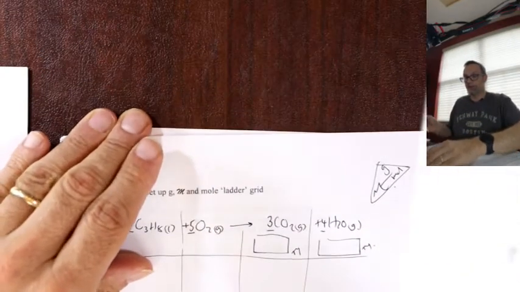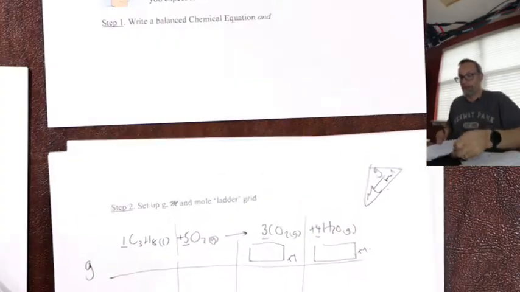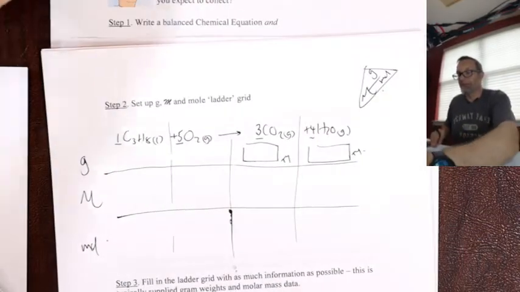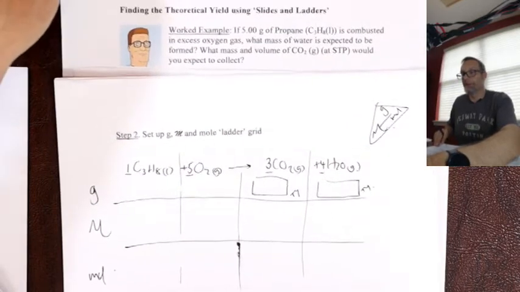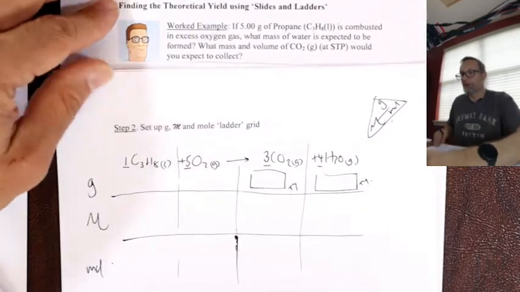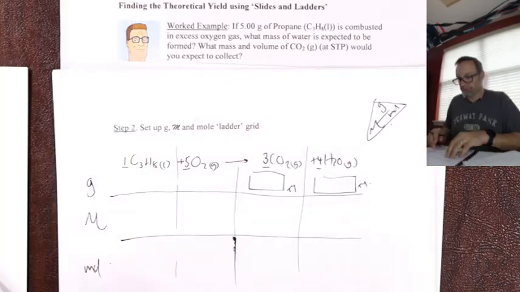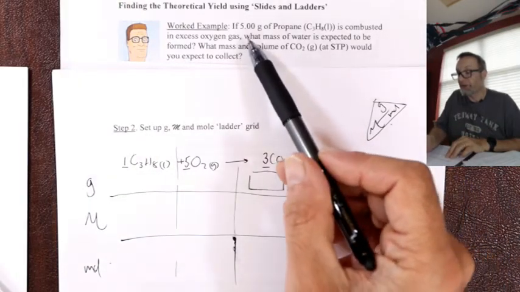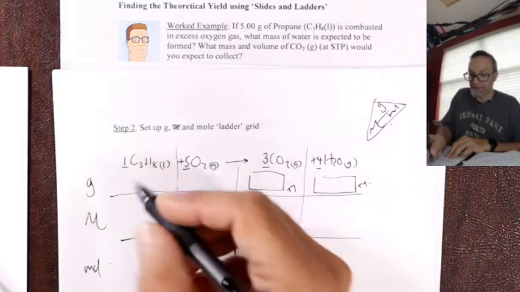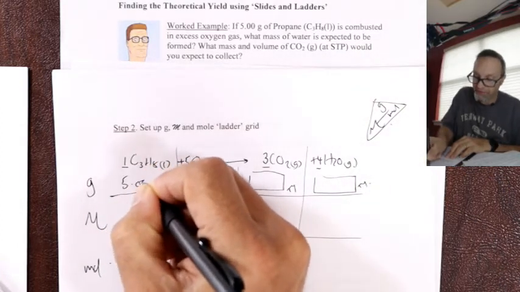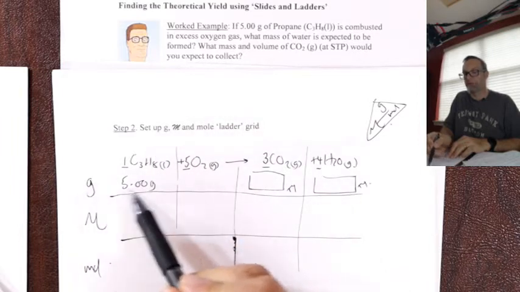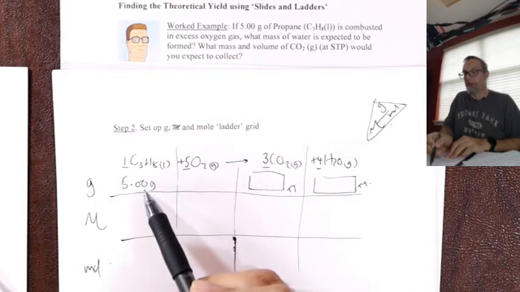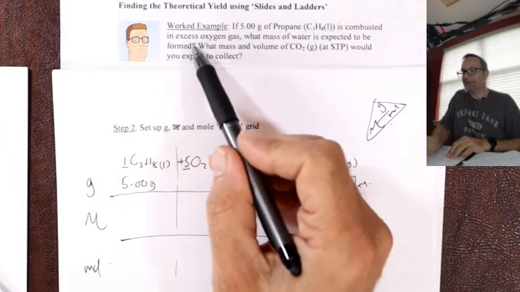So let me move this down a little bit. Okay, so when we read the question, let me get on the page here. There you go. So when I read this question, it says 5 grams of propane was combusted. So I put 5 grams in the propane column for grams. 5 grams of propane, combusted in excess oxygen.